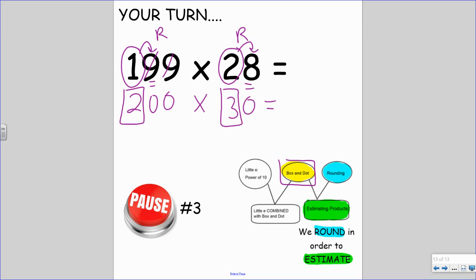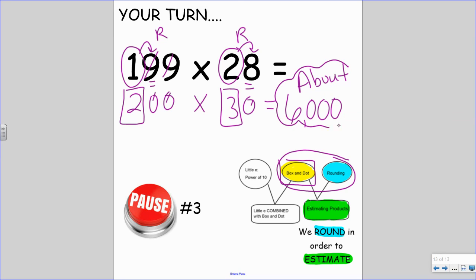I know very easily that 2 times 3 is 6, and now I'm going to count my zeros and I can see 3. And so I will tell you, to solve and get the actual answer for 199 times 28 would take a lot of work and a lot of effort. But just with a quick trip to the spa, by combining 2 of our shortcuts, we are able to say in moments that the answer would be about 6,000.